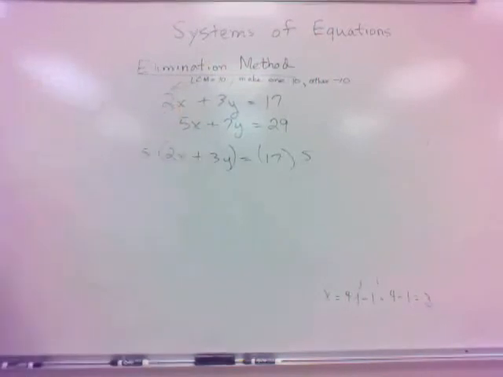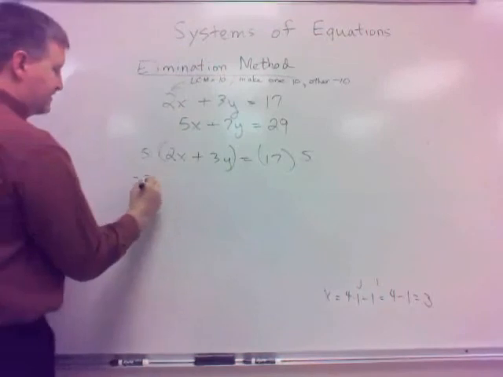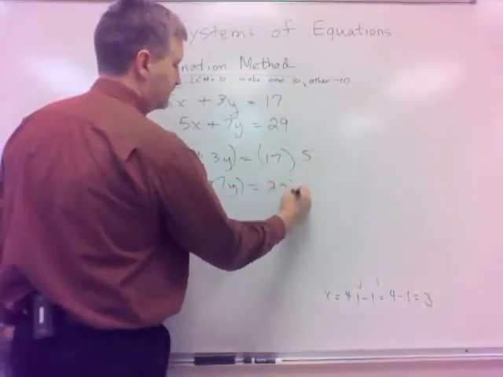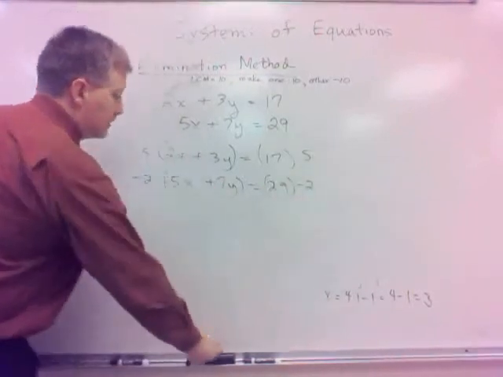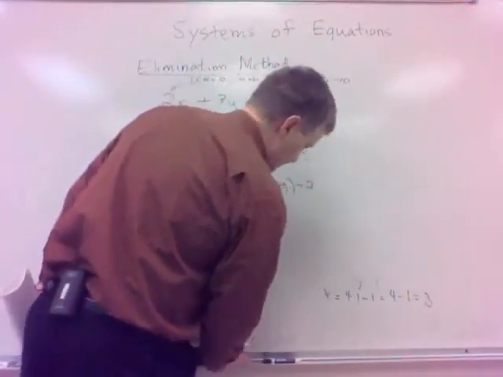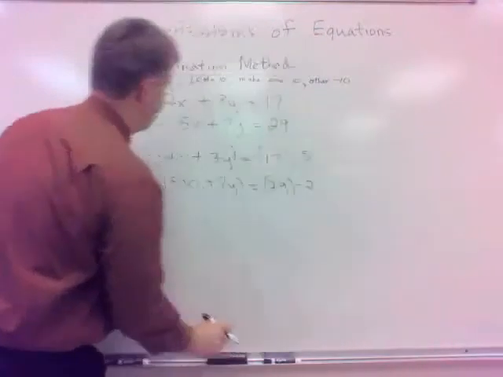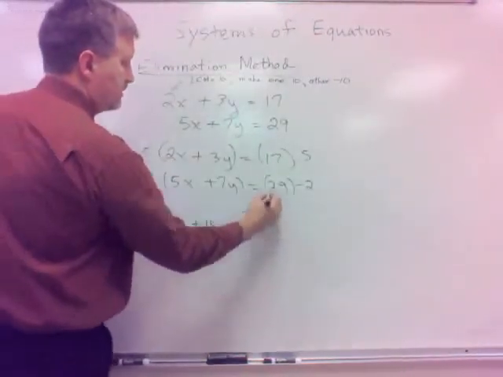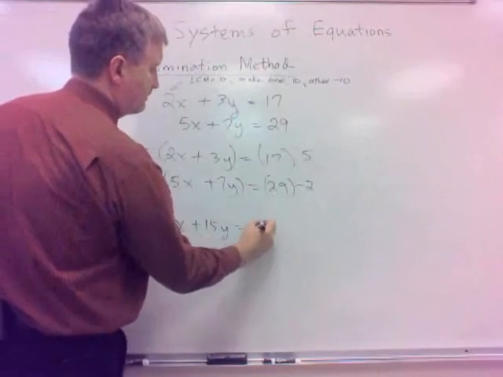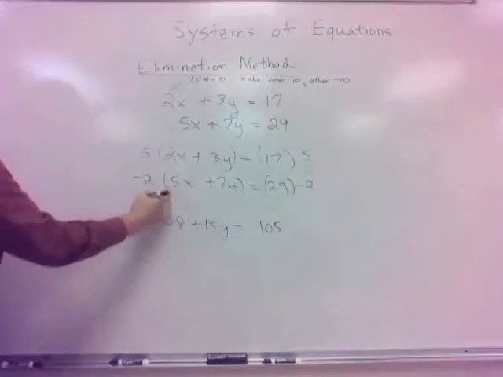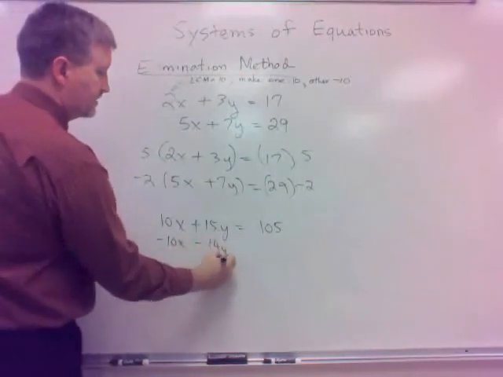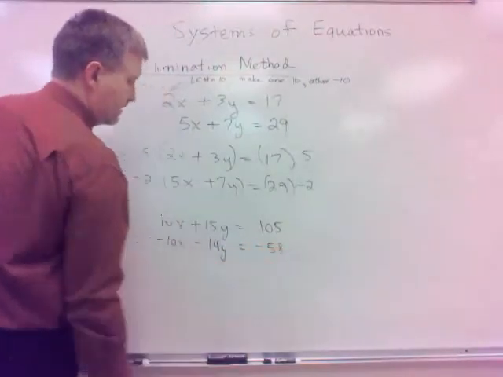To make the bottom one be 10, I want to multiply by 2. However, it needs to be negative 10, so I'm going to multiply both sides by negative 2. And so this gets me, now, my system to be 10x plus 15y equals 17 times 5, 105. Negative 2 times the bottom equation will be negative 10x minus 14y equals negative 58.